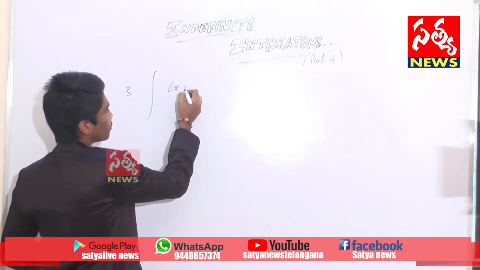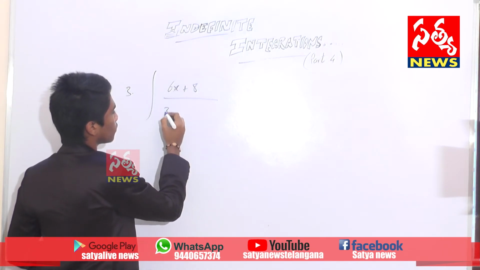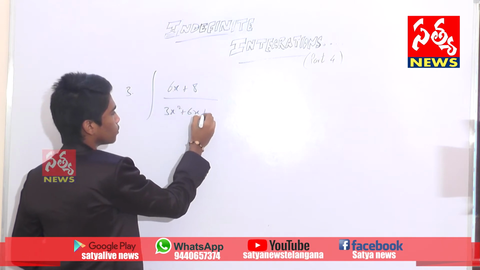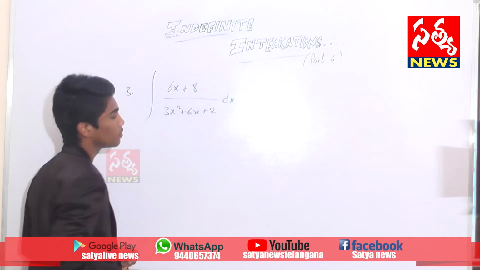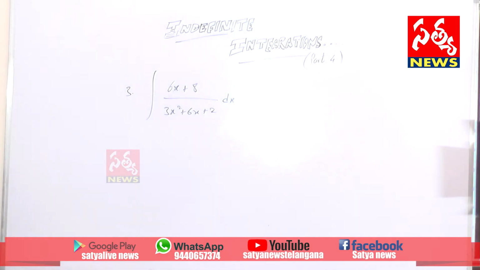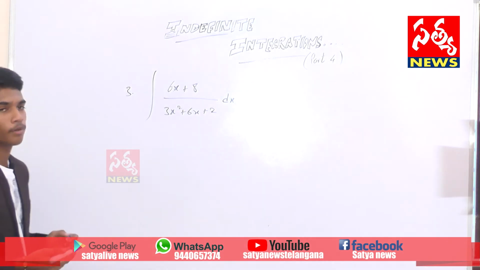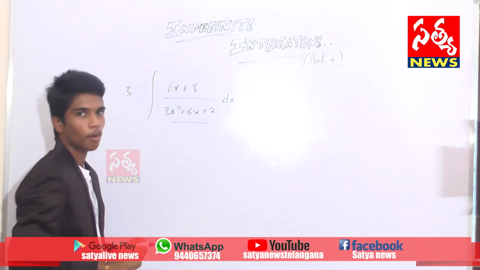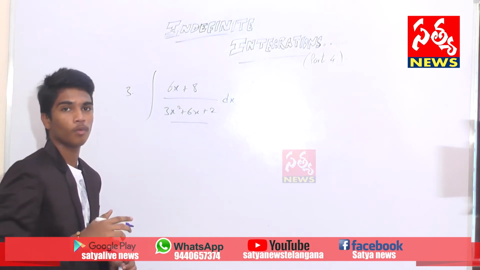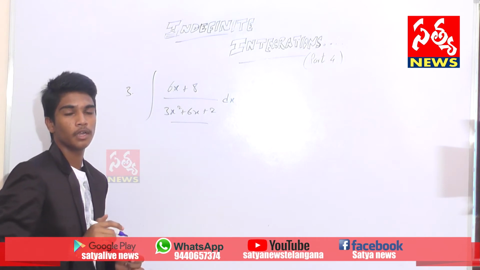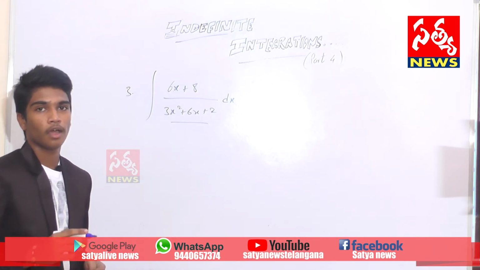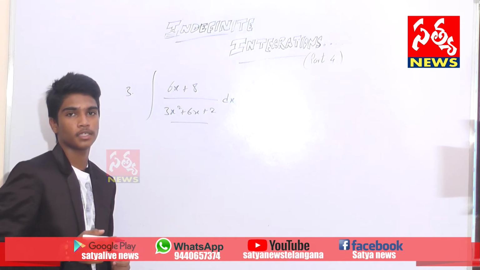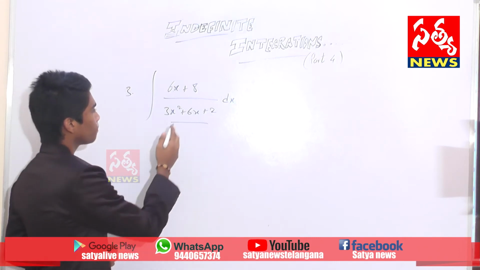Integration of 6x plus 8 by 3x square plus 6x plus 2 dx. Think about it for a while. Okay guys, I will say it. This is a bit complicated, and here one more chapter is involved in it. It is partial fractions. I think you have learned partial fractions in second year.